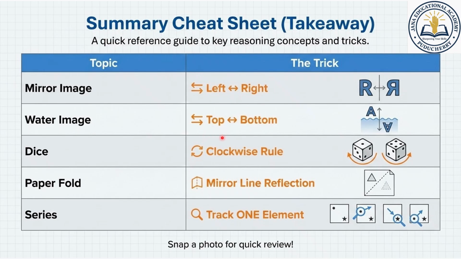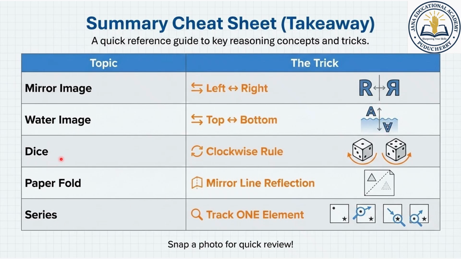In the water image, you can see that it always changes top to bottom. See here, the bottom of A is changed to the top of the A, and the top of the A is changed to the bottom of the A. So the water image is just a reversal.